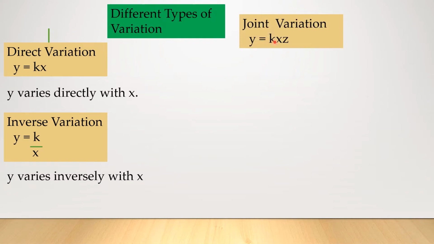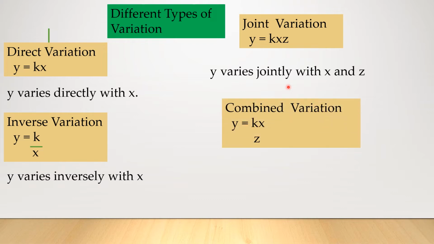Next, we have joint variation. Y is equal to k times x times z. And that is y varies jointly with x and z. That's the variation statement. And then we have combined variation.